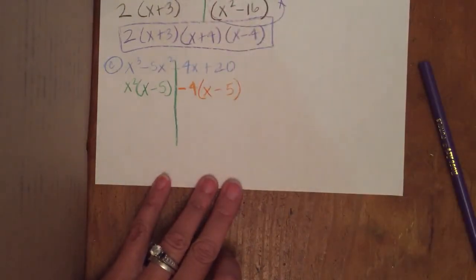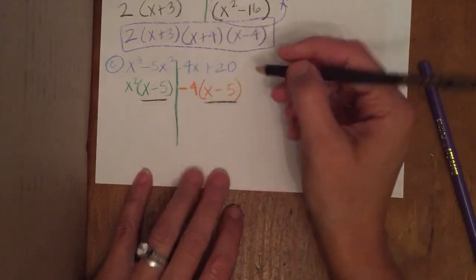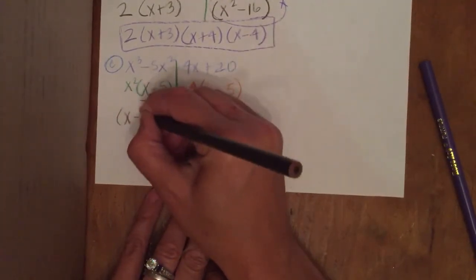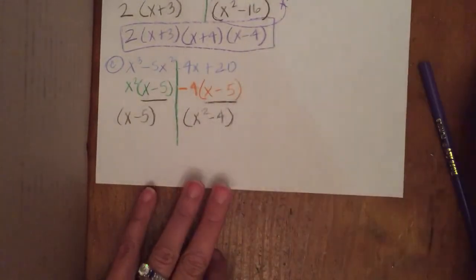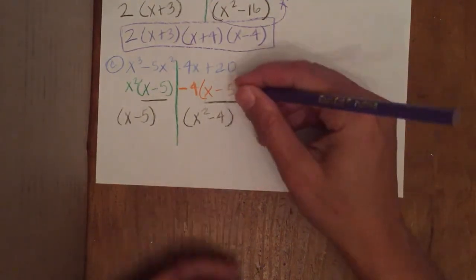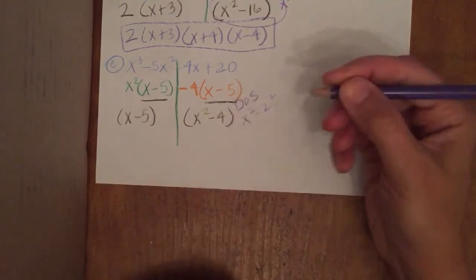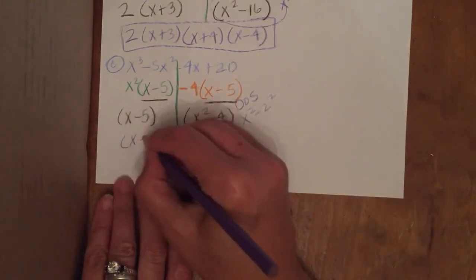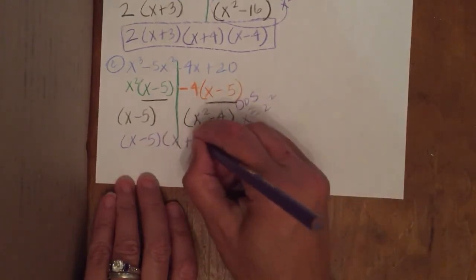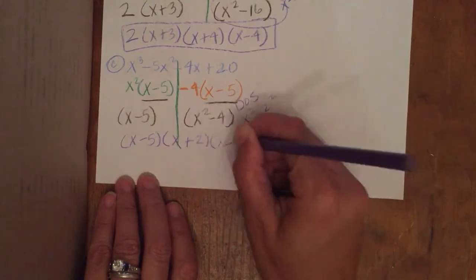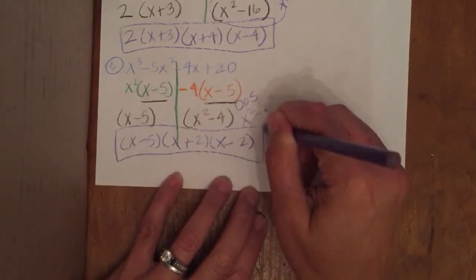So now, what do these 2 expressions have in common? Well, I'm going to factor out an x minus 5. So I'm going to take the x minus 5 out, and then that's going to leave me with x squared minus 4. But once again, what do we have? A difference of squares. This is x squared minus 2 squared. So I'm going to take my x minus 5. It's going to stay still. And then my x plus 2 and my x minus 2. And that is your final factored form from grouping.